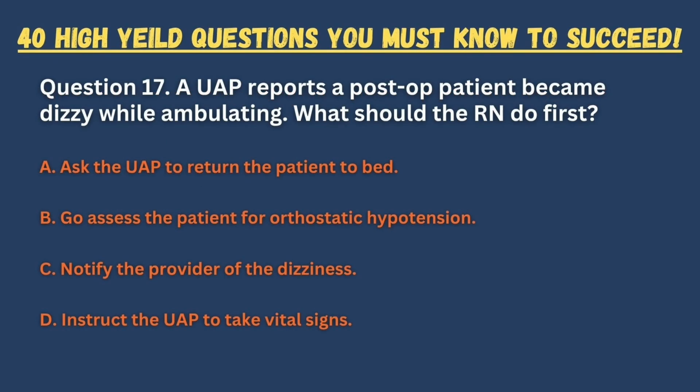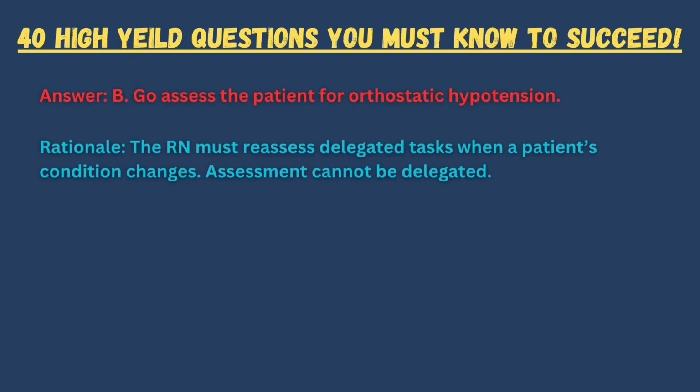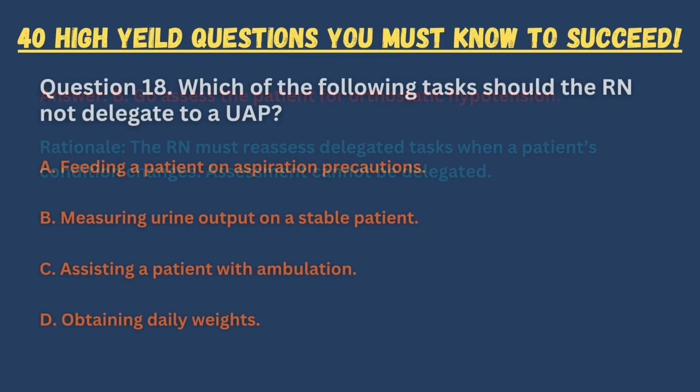Question 17. A UAP reports a post-op patient became dizzy while ambulating. What should the RN do first? A. Ask the UAP to return the patient to bed. B. Go assess the patient for orthostatic hypotension. C. Notify the provider of the dizziness. D. Instruct the UAP to take vital signs. Answer: B. Go assess the patient for orthostatic hypotension. Rationale: the RN must reassess delegated tasks when a patient's condition changes. Assessment cannot be delegated.